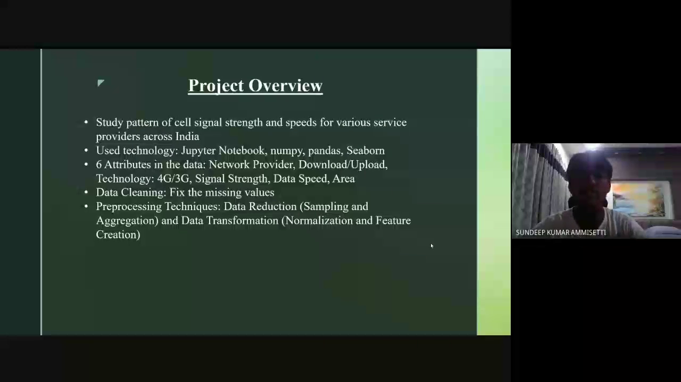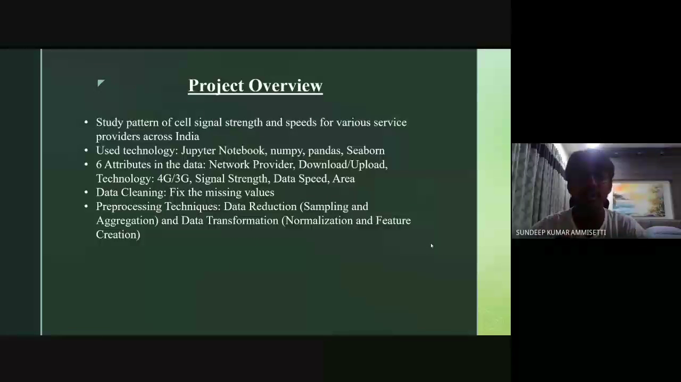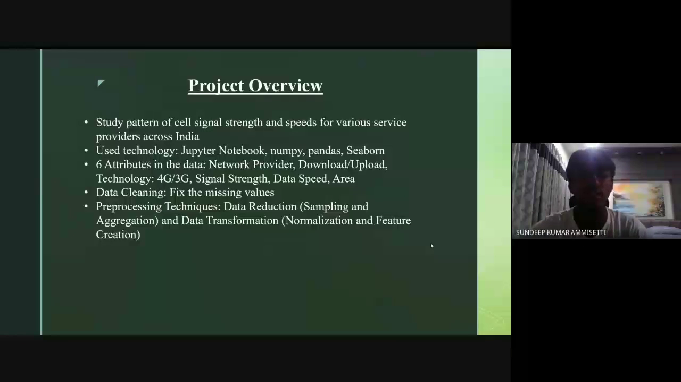First, our project overview. We study the various cell signal strength and speeds for various service providers across India. We've used the following technology: Jupyter Notebook, NumPy, Pandas, and Seaborn. The six attributes in the dataset that we have chosen are network providers, download or upload, technology which is 4G or 3G, signal strength, data speed, and area orientation.